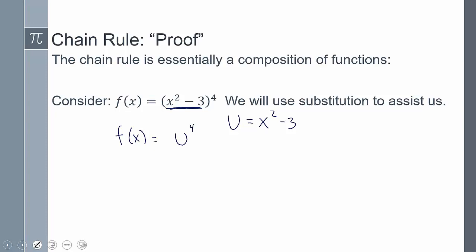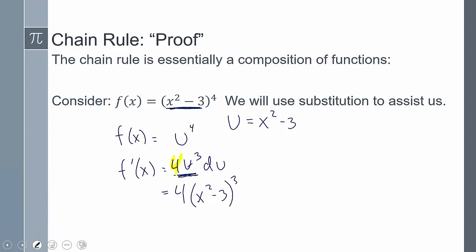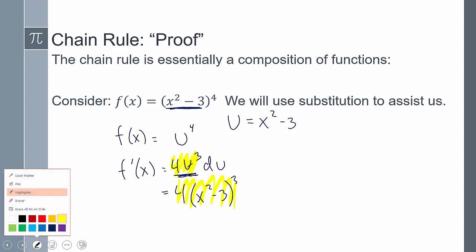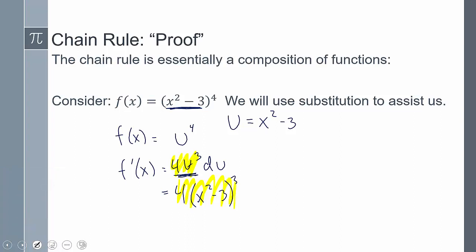Now if I take the derivative of this with respect to x, what's going to happen is I'm going to get 4u cubed du. Well, this part is easy, right? We said u is x squared minus 3, and that's to the third. So this part here, I'll highlight it. This is this. But what about this du? That du is an issue.